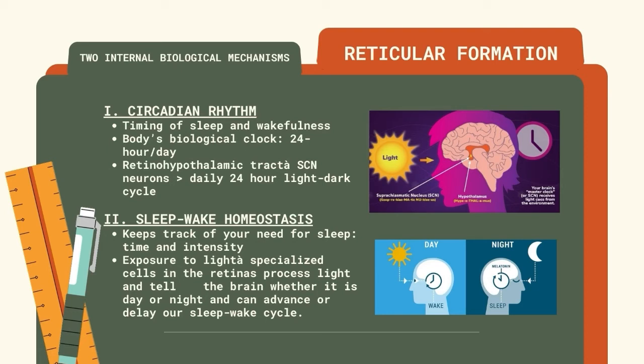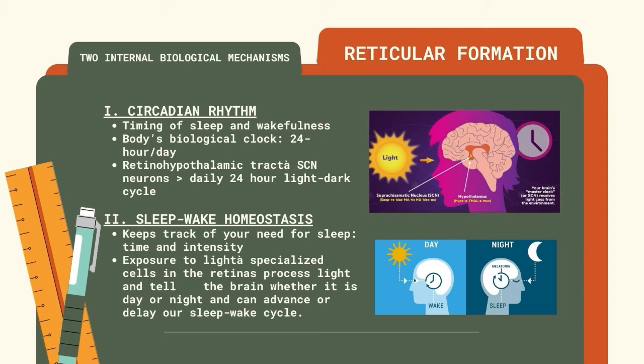Next, we have your sleep-wake homeostasis. This keeps track of your need for sleep. It will remind your body to sleep after a certain time and regulates the sleep intensity. Factors may include your medical conditions, your medications, your stress, your sleep environment, and basically what you eat or drink. These will influence your sleep-wake homeostasis.